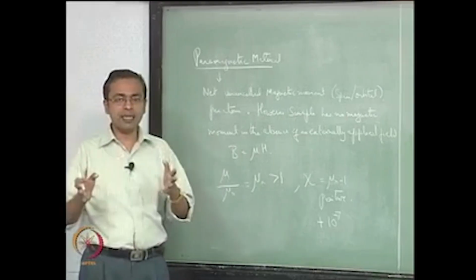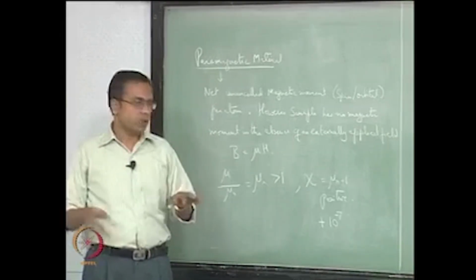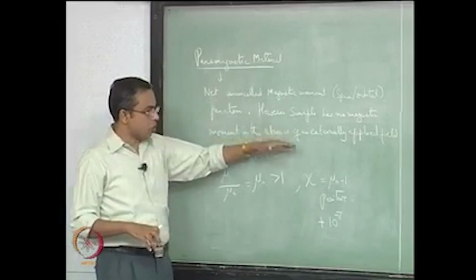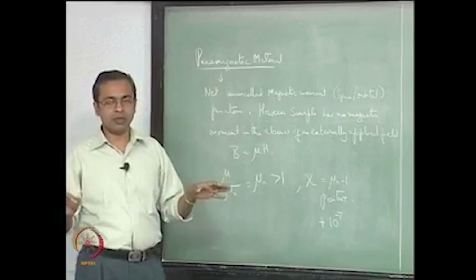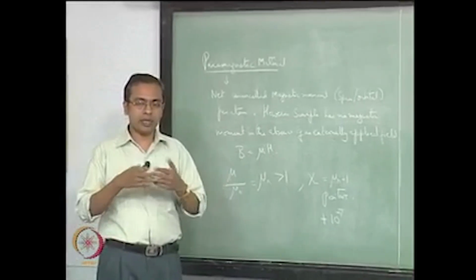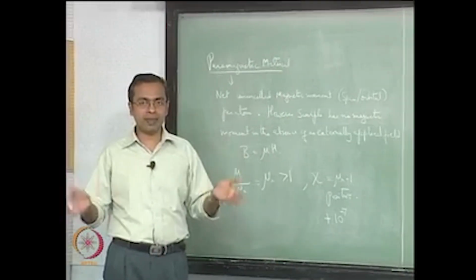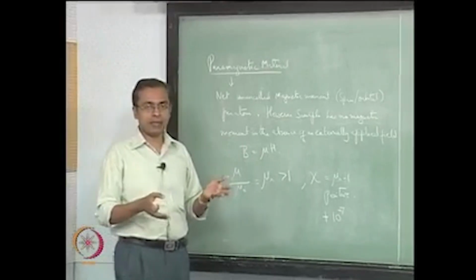Okay, so when there is no field applied, the material is neutral. Even a paramagnetic material, the minute you stop the field, will go back to a random orientation. All the magnetic moments will go back to a random orientation, so for the sample you will have no net magnetic moment. Same thing with diamagnetic materials.